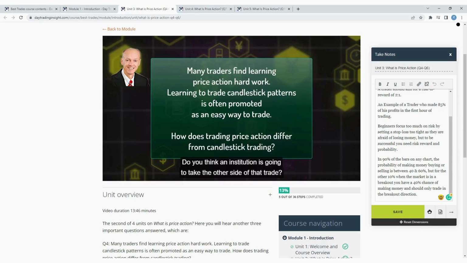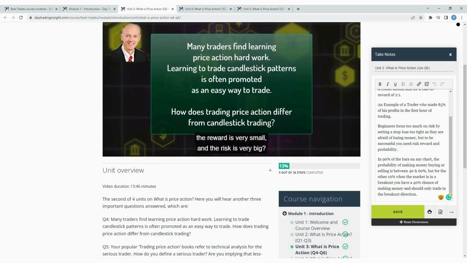And this is what I do. I mostly trade from the first hour of trading. That's where the most volatility and volume is in the market. And that's what I learned from my mentor too.